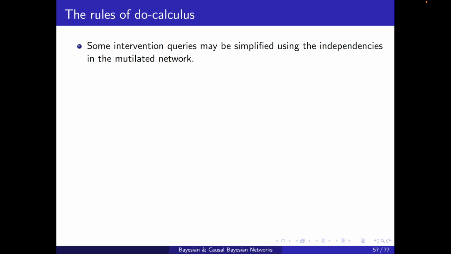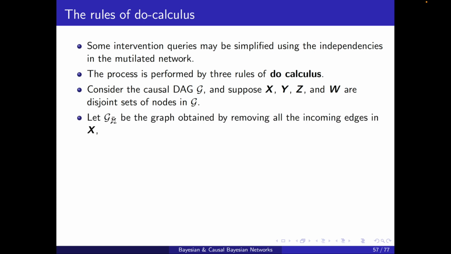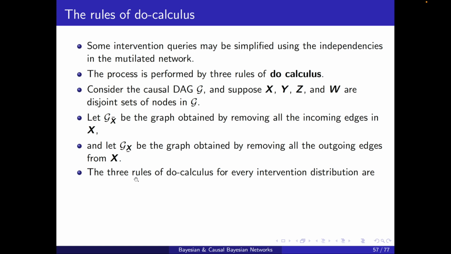Some intervention queries can be simplified using independencies in the mutilated network. The process is performed by the 3 rules of do calculus. And to get there, we need some notations. Consider the causal DAG G, and suppose X, Y, Z, and W are disjoint sets of nodes in G. Let G X bar be the graph obtained by removing all the incoming edges into X, and G X underline be the graph obtained by removing all the outgoing edges from X. And then the 3 rules of do calculus for every intervention distribution are the following.